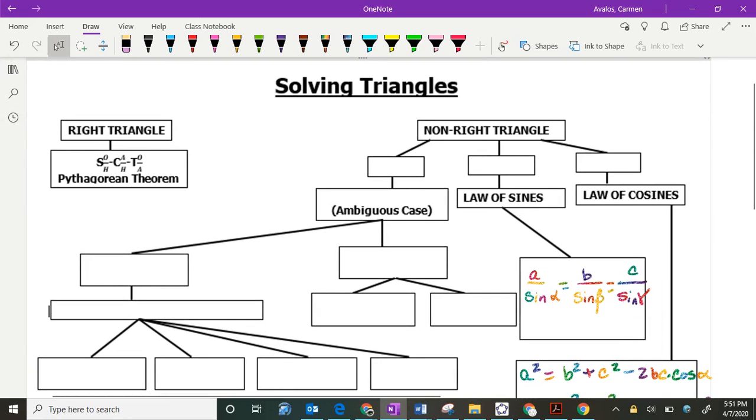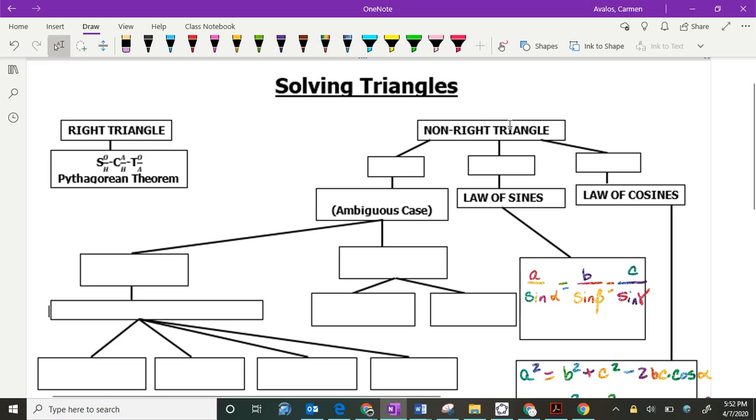Okay, so what we're doing right now is we're filling in this flow chart that hopefully will help you on there. So the first thing you need to know is that if we have a right triangle, we don't need to do any of this over here. So if you have a right triangle, we are all good. We don't need to do any of that. We could just do SOHCAHTOA, opposite over hypotenuse, adjacent over hypotenuse, all that wonderful stuff.